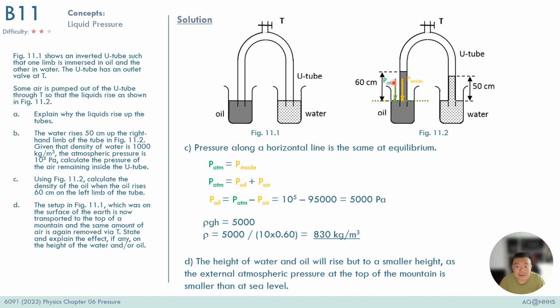So this atmospheric pressure, if it becomes smaller, the difference in pressure between the green and the yellow arrow will be lesser. There will still be a difference in pressure, therefore the liquid will still rise up the U-tube when air is pumped out from T. However, the height that the liquid will rise to will become smaller because of a smaller pressure difference between the external atmospheric pressure and the internal pressure.